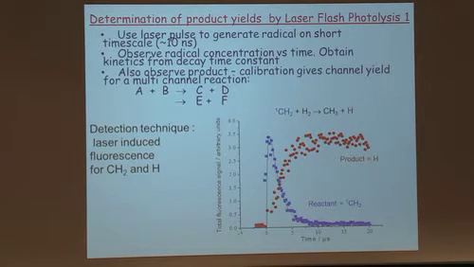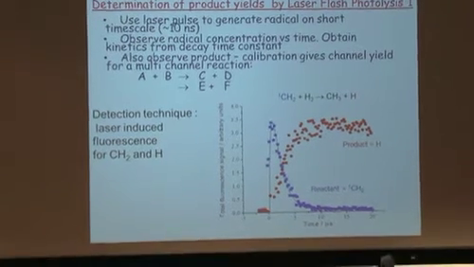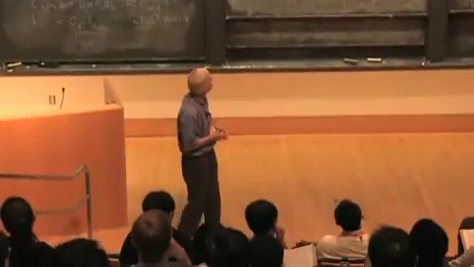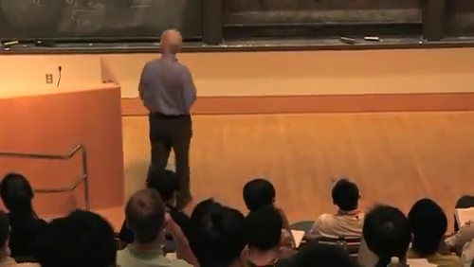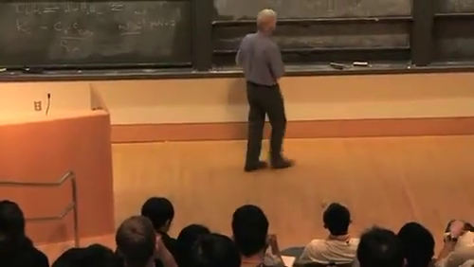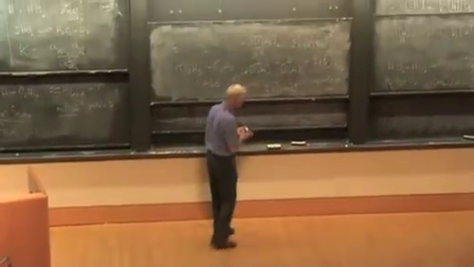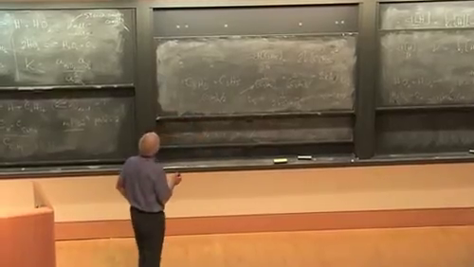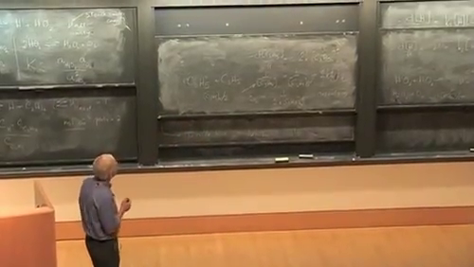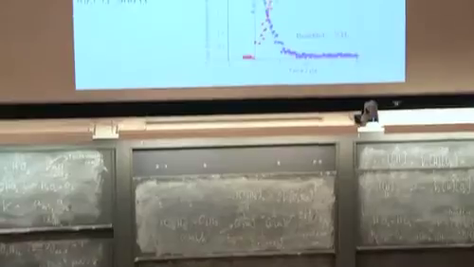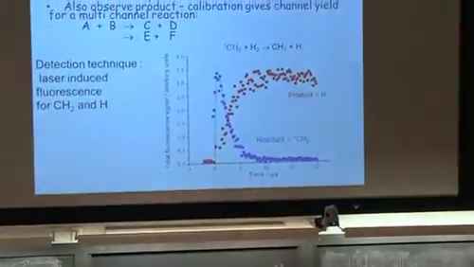One of the things that I mentioned was that it's important that we not only know the rate coefficient for the reaction, but we also know the products if there's more than one set of products. This is looking at reactions of CH2.